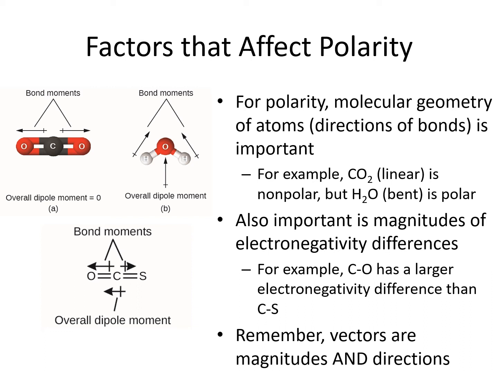For example, in the OCS molecule, the CO bond is more polar than the CS bond. Even though the molecule is linear in three-dimensional space, because the magnitudes of the polarities are different, the bonds do not cancel out, and there is an overall dipole pointing towards the oxygen.